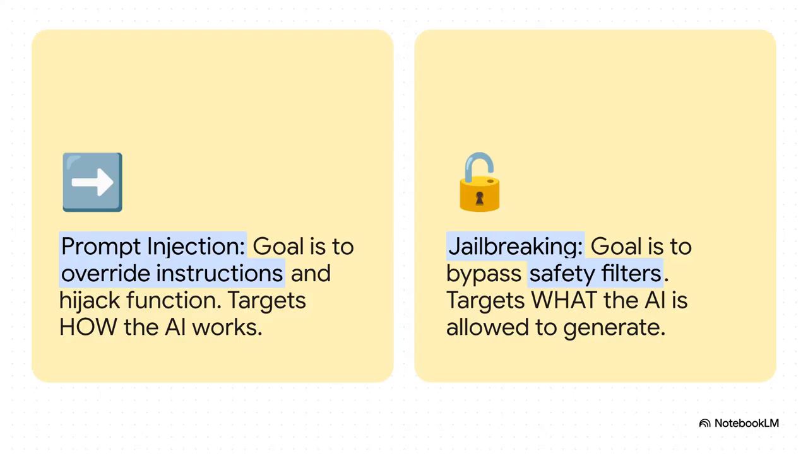So here's the simplest way to think about it. The goal of prompt injection is to hijack the AI's function. You're trying to make it do something it shouldn't, like leak data or execute a command. It targets how the AI processes things. Jailbreaking, on the other hand, is all about bypassing the AI's safety and ethical filters. You're trying to get it to say something it's not supposed to. It targets what the AI is allowed to generate. So one is about actions, the other is about content.